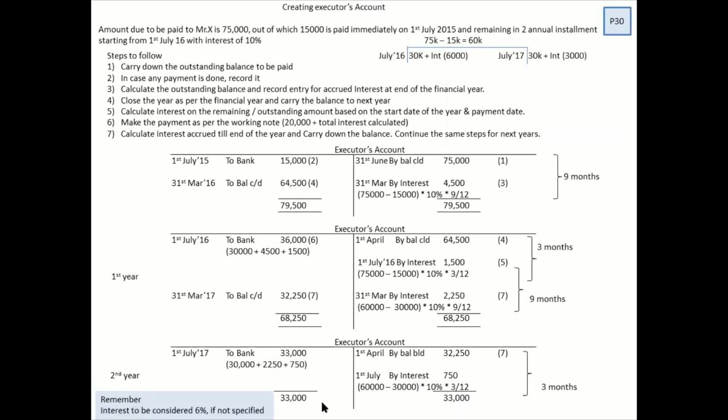The next slide is for executor account for this particular year, that is 2020 and 2021. This part has been excluded.